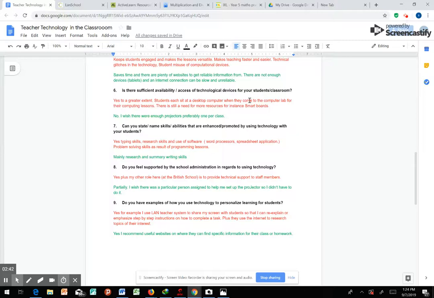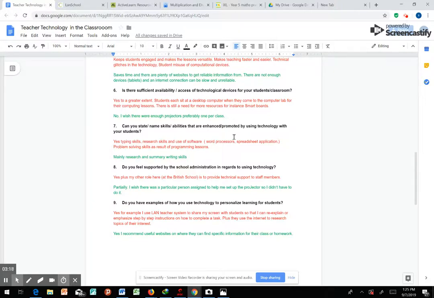Is there sufficient availability or access of technological devices for your students or classroom? Obviously, the computer teacher said a big yes to this, because he works in the computer lab, and that's where all the computers are located, and everybody else has to access them from in there. And he added that he would like some other resources like smart boards to be available too. And as you can see, the year 4 teacher said that no, and she wished that the classrooms had projectors altogether.